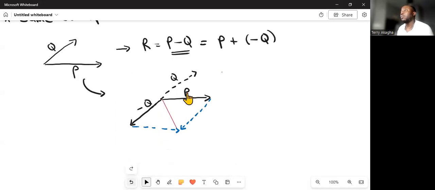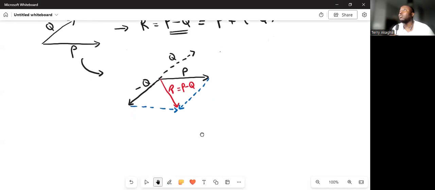Okay? So it's going to be like this, and this is going to be the resultant, R. And the R is going to be the same thing as what? P minus what? Q. Are you seeing it? And that is it. And if we're looking for Q minus P, it's going to be a little bit different.